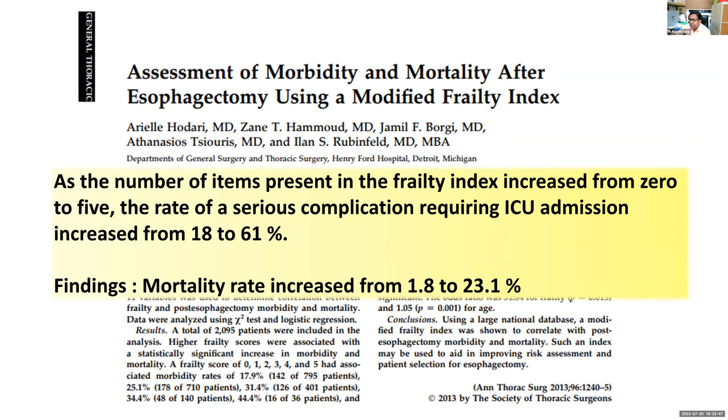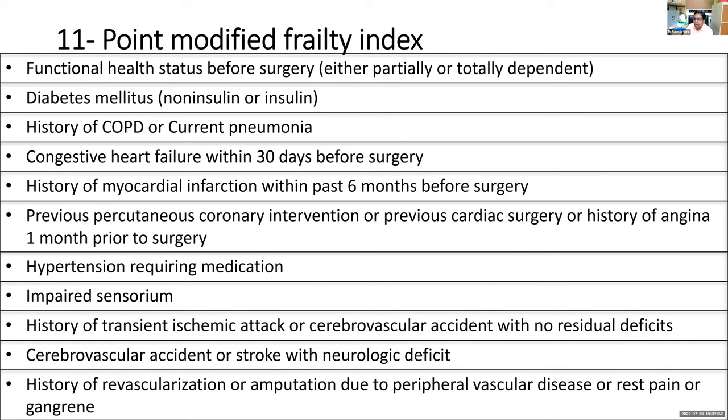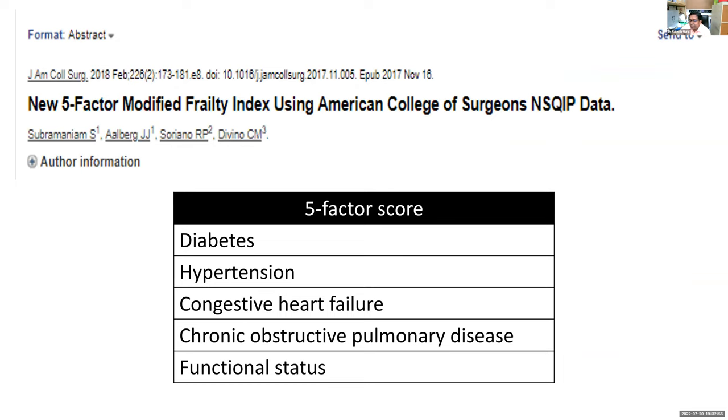And hence, the assessment of these tools, which you rightly mentioned, the 11-point modified frailty index, which you have nicely summarized. And you also talked about the five-factor short modified frailty index by the American College of Surgeons and NSQIP data. These are important parameters that we should not be missing because the morbidity and mortality is increasing almost 10 to 15 times.